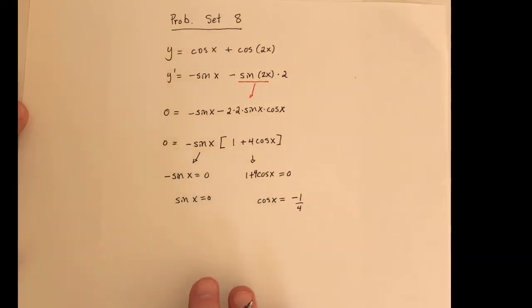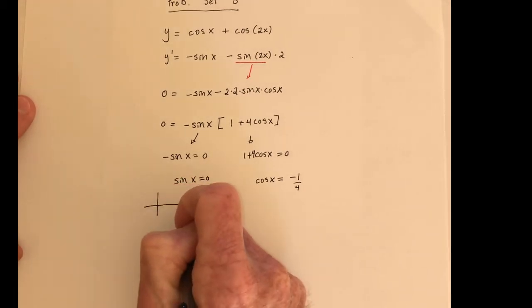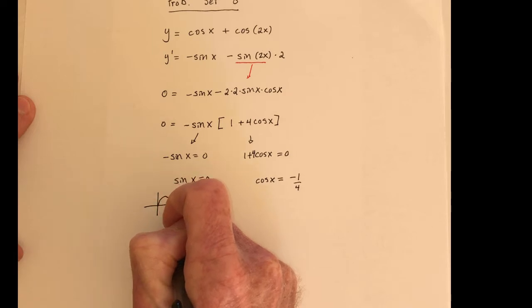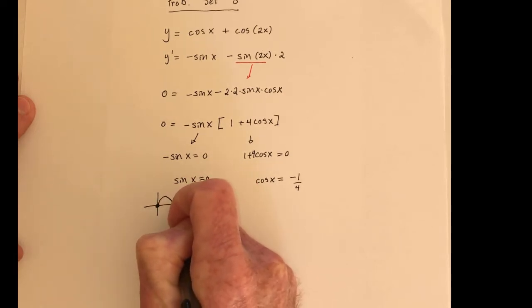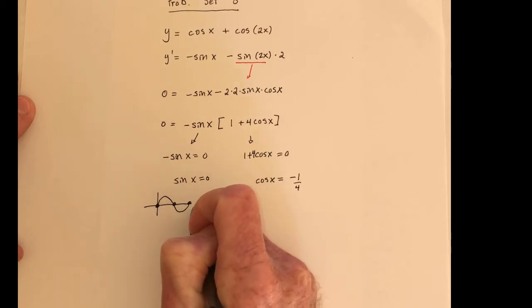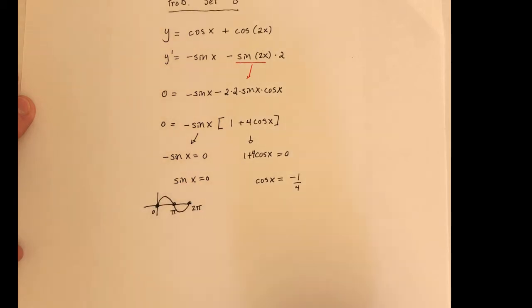Now with this one, I could just take a look at the graph of sine, which looks like this. And it equals 0 right here, and right here. So that would be at 2 pi, at pi, and at 0.